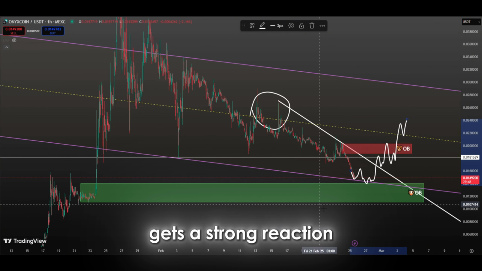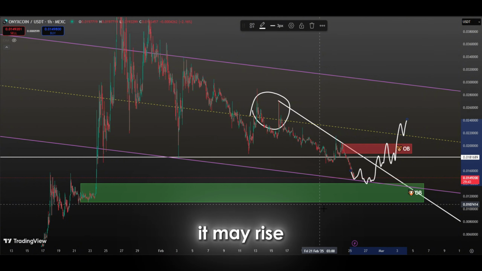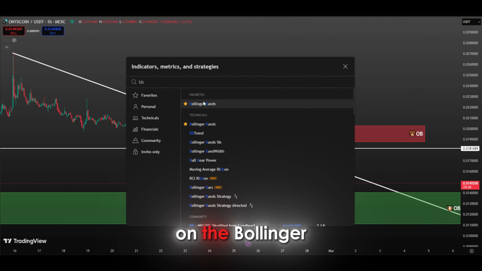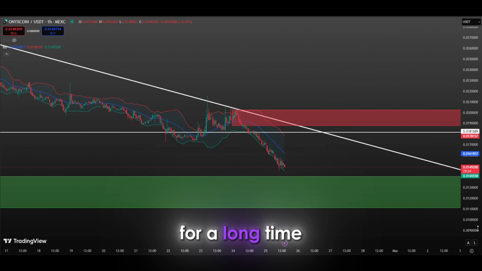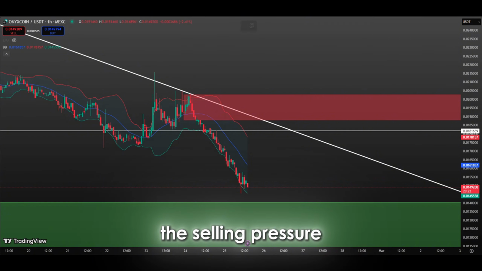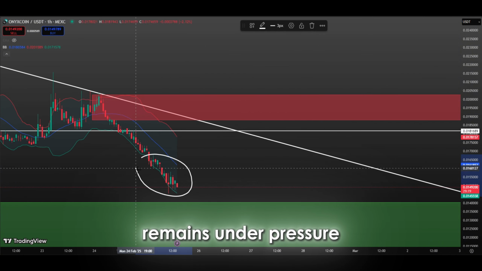If the price gets a strong reaction from the lower band of the channel, the price may start an upward movement again and come to the middle band of the channel, and if it can break it, it may rise to the upper band. On the Bollinger Bands, the price continues to move at the lower band level for a long time. This indicates that the selling pressure is persisting in the market and the price remains under pressure.